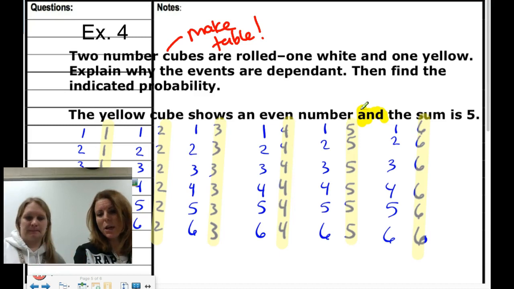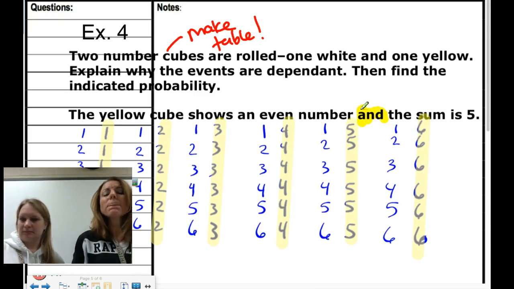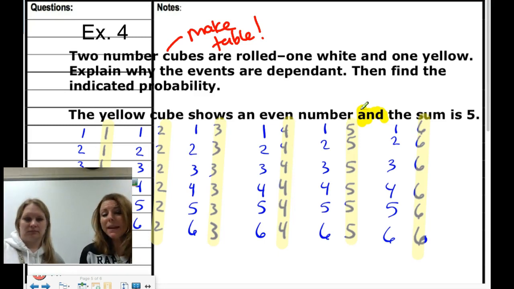You might want to highlight. You can tell by our screen what's yellow and what's not highlighted, we're calling white. Okay, so the reason that it's dependent is this: the first probability, the probability that a yellow cube shows an even number, comes first. Then the sum probability depends on the first probability.